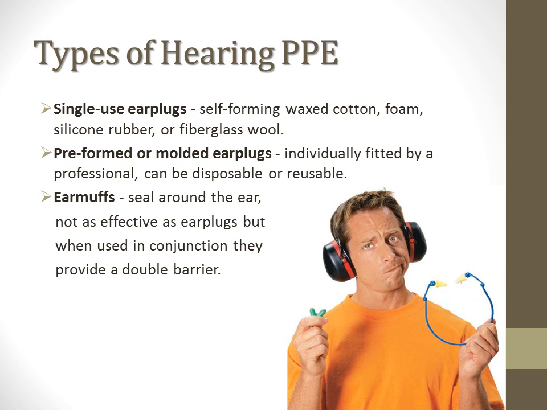Some of the types of hearing PPE that can protect you from damaging noise levels include single-use earplugs, which are typically self-forming waxed cotton, foam, silicone rubber, or fiberglass wool. Preformed or molded earplugs, which are individually fitted by a professional and can be disposable or reusable. And earmuffs, which seal around the ear. They're typically not as effective as earplugs, but when used in conjunction with earplugs, they provide a double barrier.